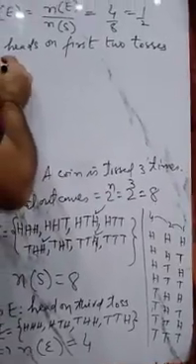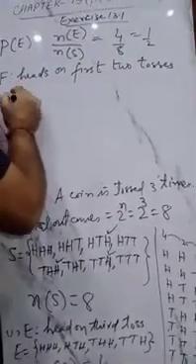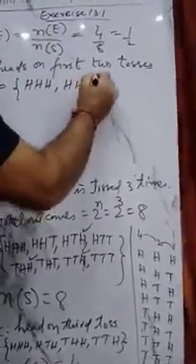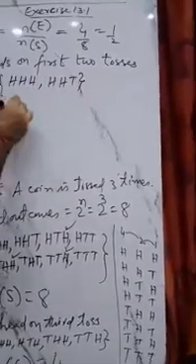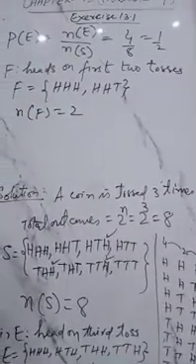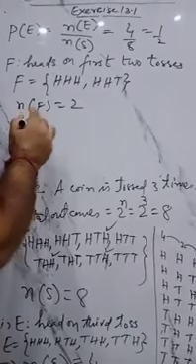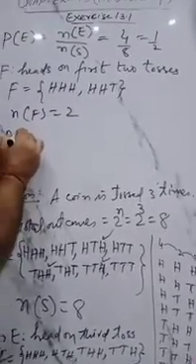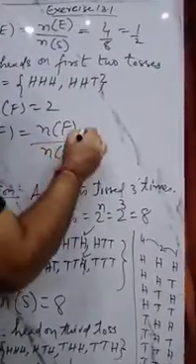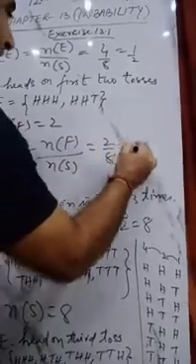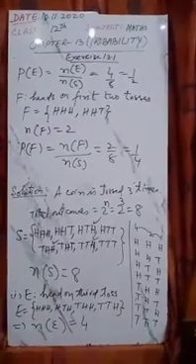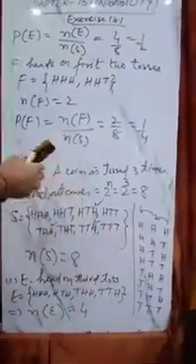So we can write the sample space for F like this: HHH and one more is HHT. So only two came, so n(F) is equal to 2. So for this, the probability of F is n(F) upon n(S), that is 2 upon 8, which is 1 upon 4. Now let us find first of all the common between E and F.